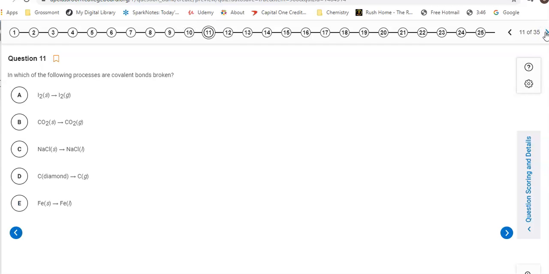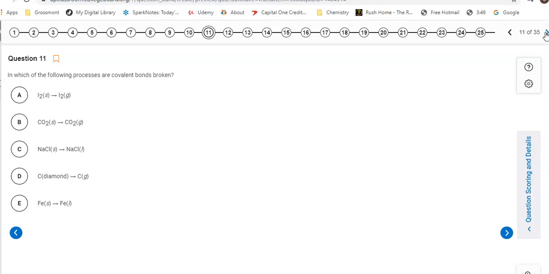Okay, in which of the following processes are covalent bonds broken? All right. So, I2 solid to I2 gas. No, that's a change of state from a solid to a gas. That's a function of intermolecular forces. CO2 solid to CO2 gas, same thing. Intermolecular forces determine whether CO2 is a solid or a gas. It's still CO2. It's still the same chemical substance. It's just whether it's in solid form or floating around in the air, like the carbon dioxide that we breathe. NaCl solid to NaCl liquid. Again, that's the difference in state.